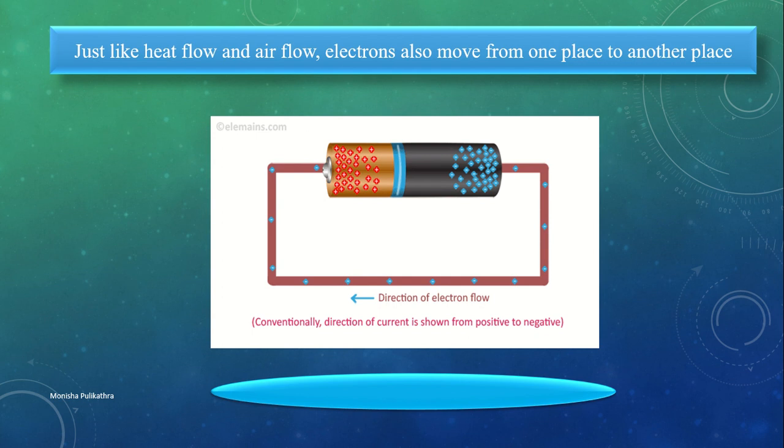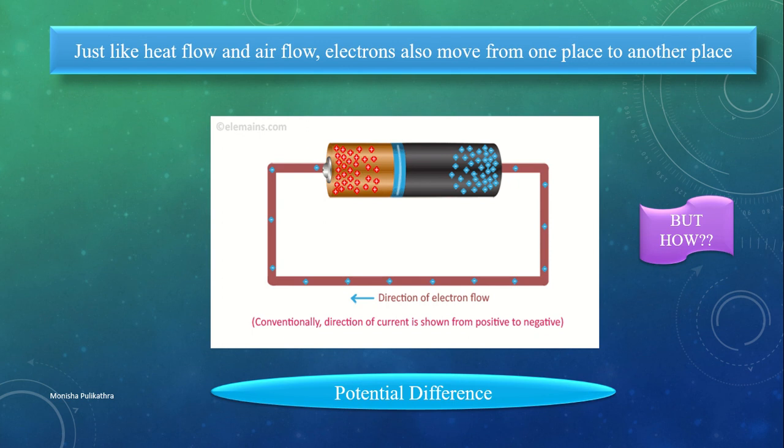This is because of a reason called potential difference. This is because of potential difference. This is what we are going to study in this session: how and why the charges are moving from one place to another inside a circuit.